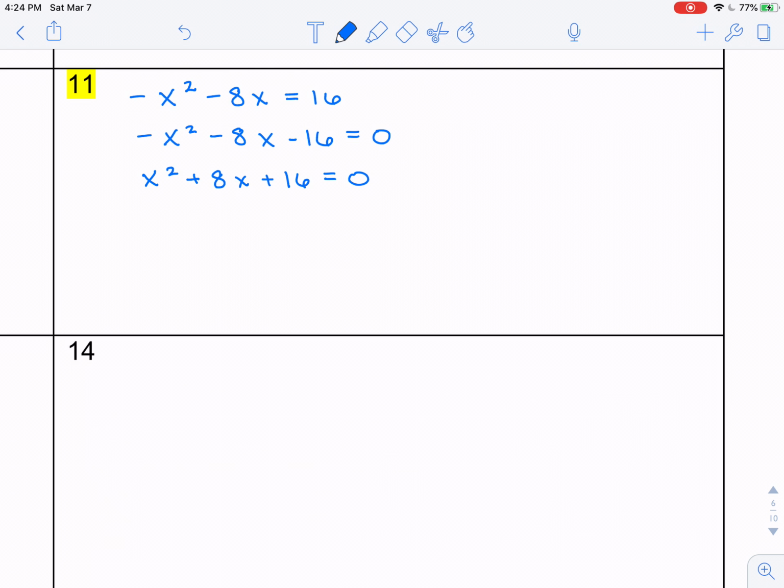Now I'm ready to factor products of 16 that will add to 8. And this one's one of those nice ones. I get x plus 4 equals 0. This one's special in that both of these answers are going to come out the same. Both answers get x equals negative 4. So this is that special one where just the vertex of the parabola is touching on the x-axis, and so there is only one solution. You don't need to write x equals negative 4 twice. You're only going to need it one time.